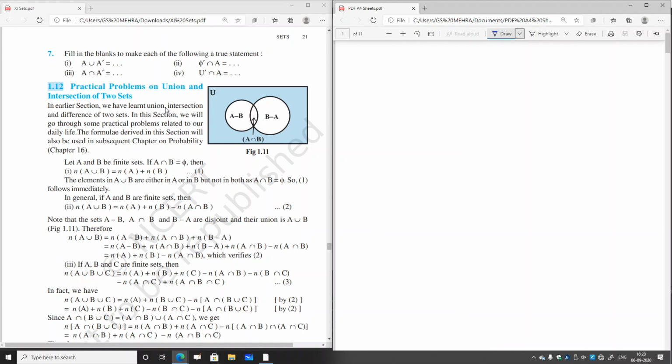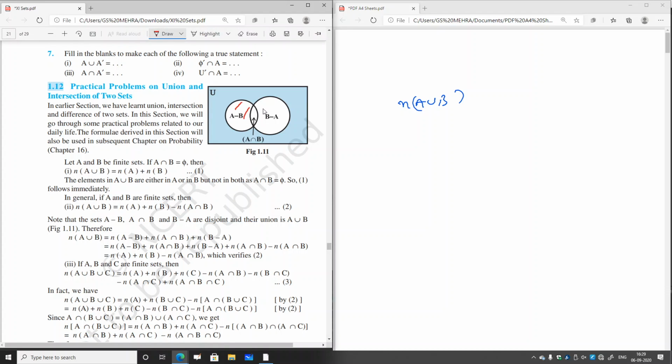Practical problems on union and intersection of two sets. Suppose we are having two sets A and B. How can we find the number of elements in the union of A and B? So N of A union B will be equal to, we see the figure here, this is our combined, if we say this whole portion is A union B.